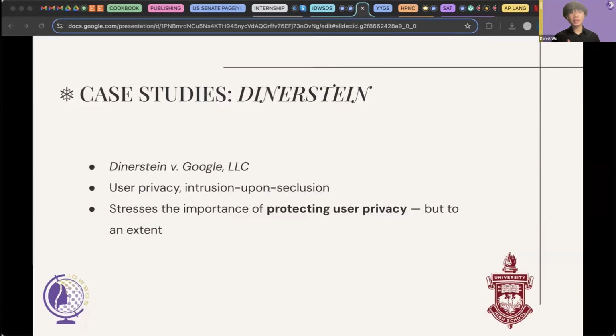And when he found out about this, he claimed that he had not explicitly consented and that the defendants had violated the hospital patient contract. He also claimed intrusion upon seclusion.